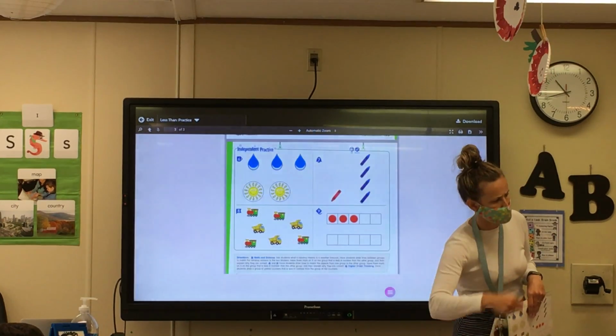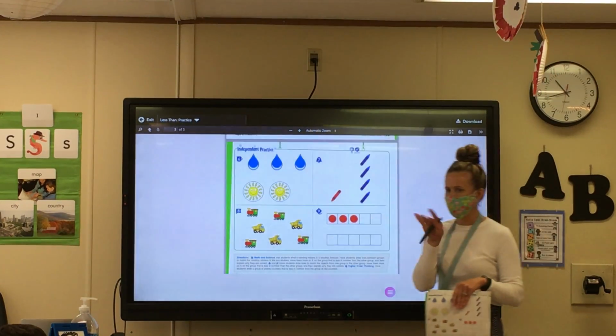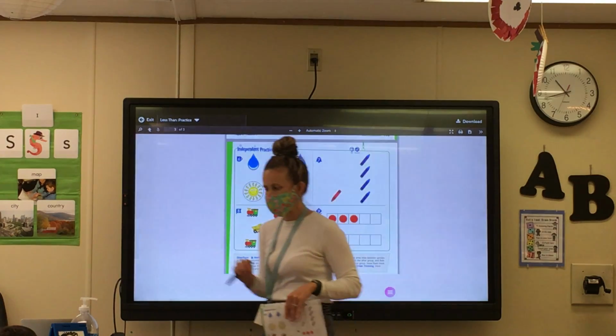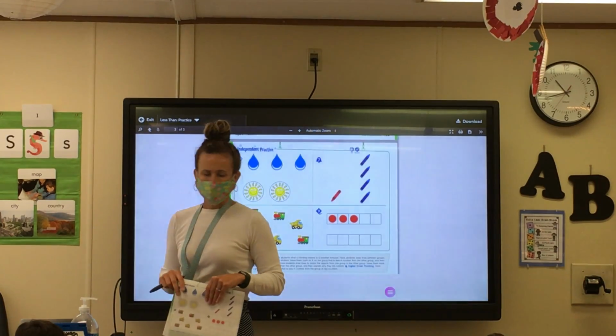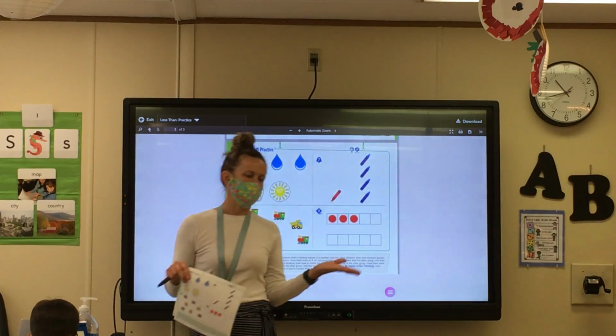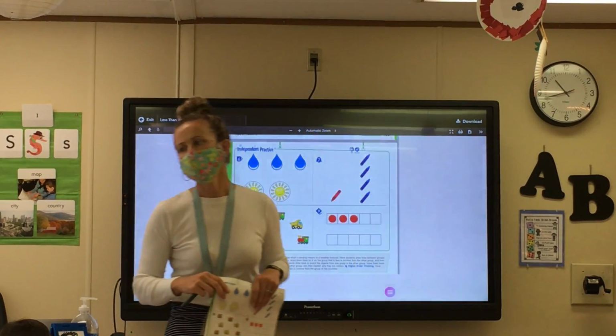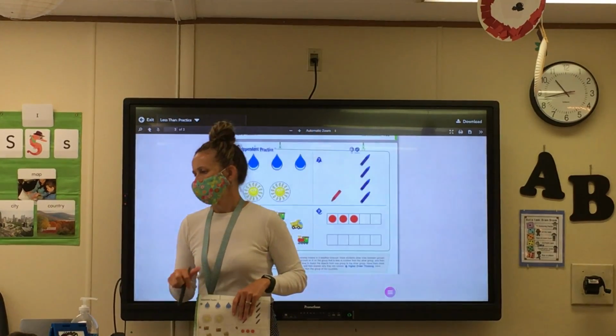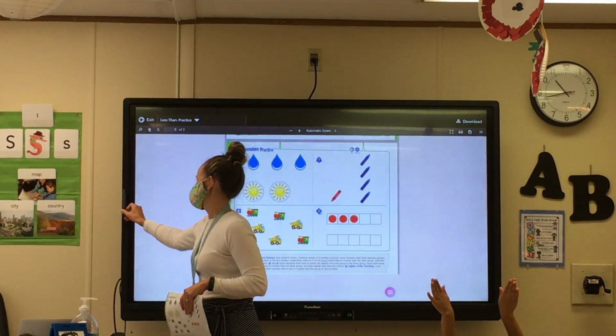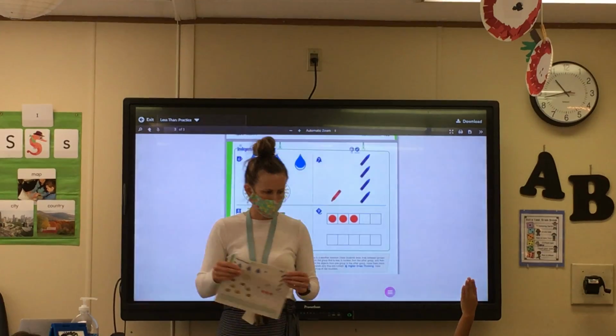Okay, yellow counters. Not that yellow green. I want yellow crayons, guys. Not that yellow green crayon. Bright yellow, like the sun. Make a group of yellow that's less. Use yellow. All right, when you're done, raise your hand. We'll come grab it. Buzz will come grab it.